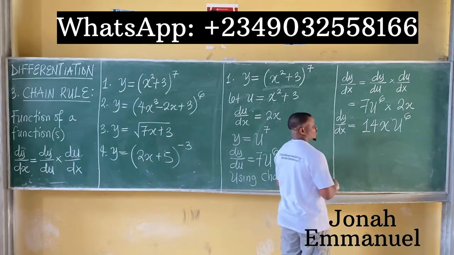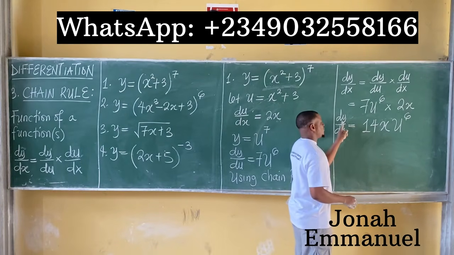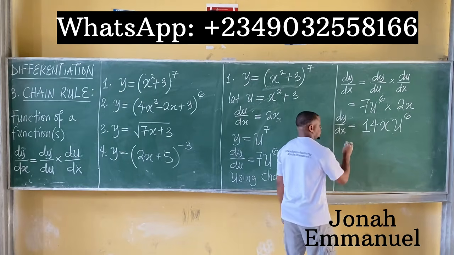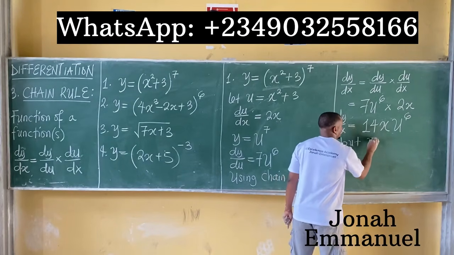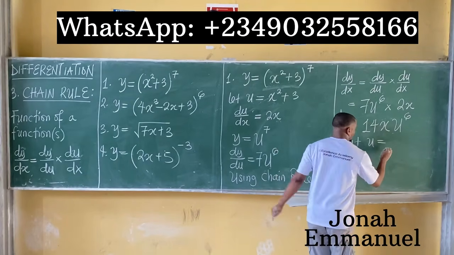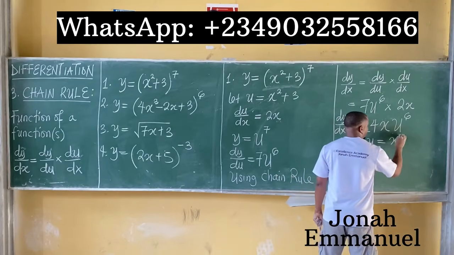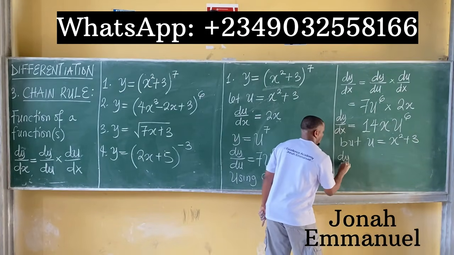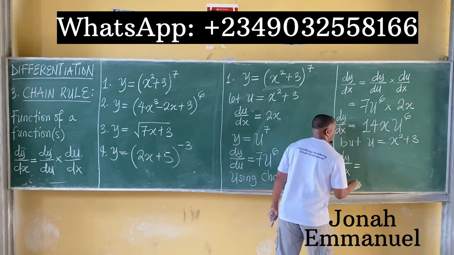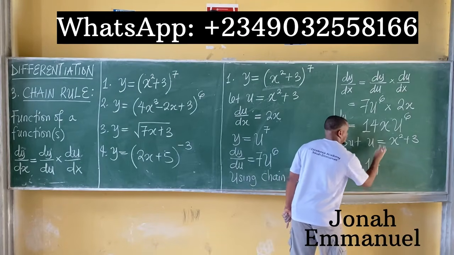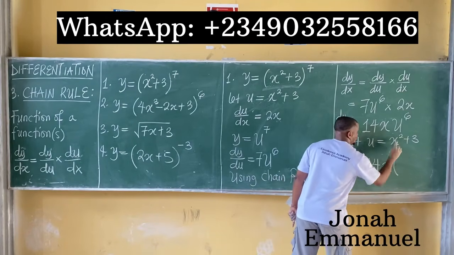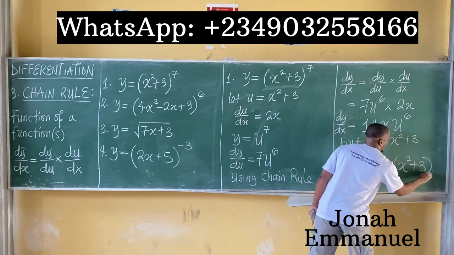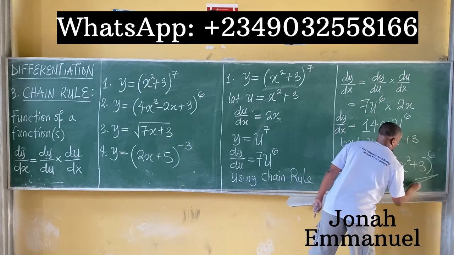At this juncture, the idea is this: you don't leave dy dx in terms of u. So you say, let's bring back u, but what's u? x squared plus 3. Bring back u here. What do you have there? dy dx is equal to 14 into x, and what's u? x squared plus 3 to power 6. That's your answer.